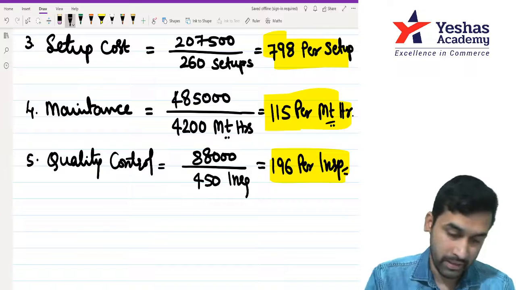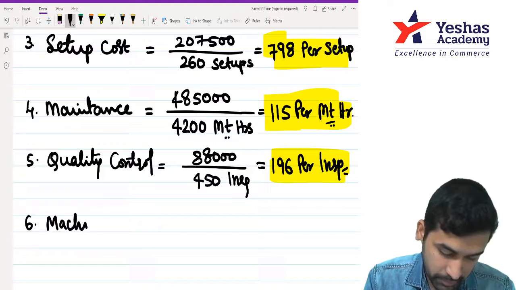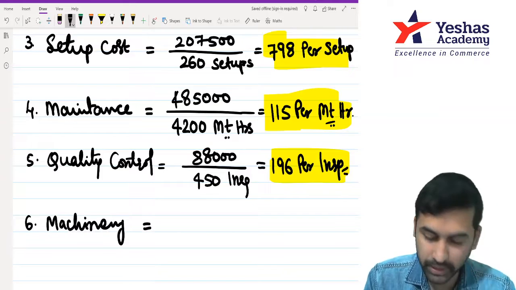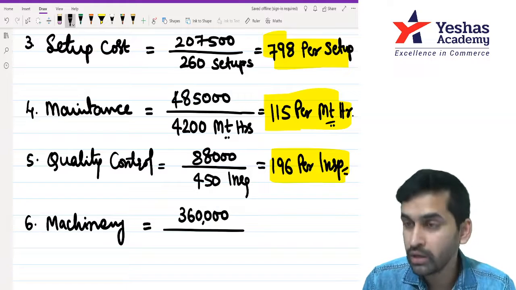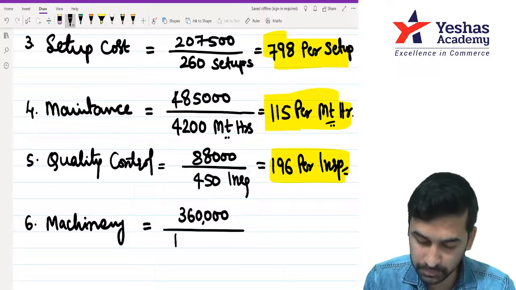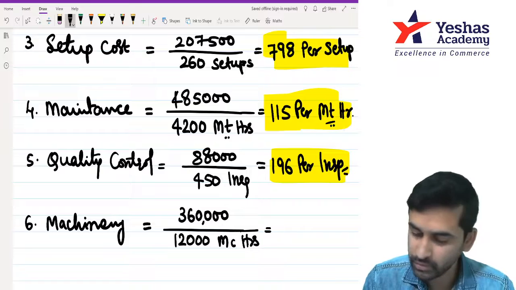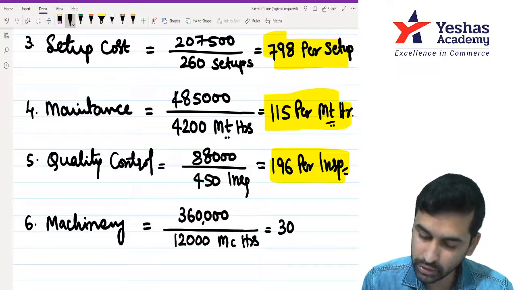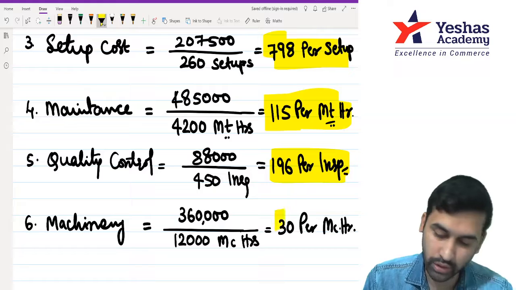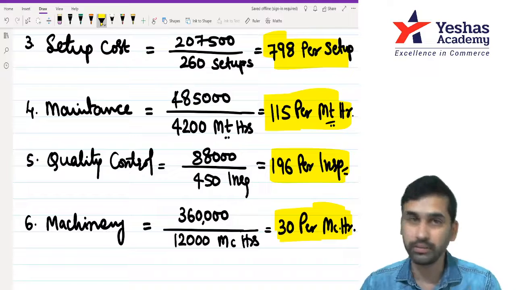Yeah. Chalo, next one, I think the last department, machinery. Machinery department, 3,60,000 rupees to be divided by 12,000 machine hours. So 3,60,000 by 12,000 machine hours, that is coming to 30 per machine hour. Write completely, don't write just 30, write it as 30 per machine hour.